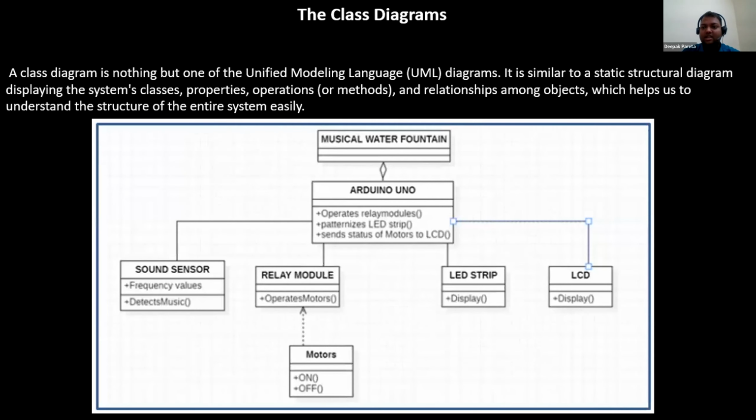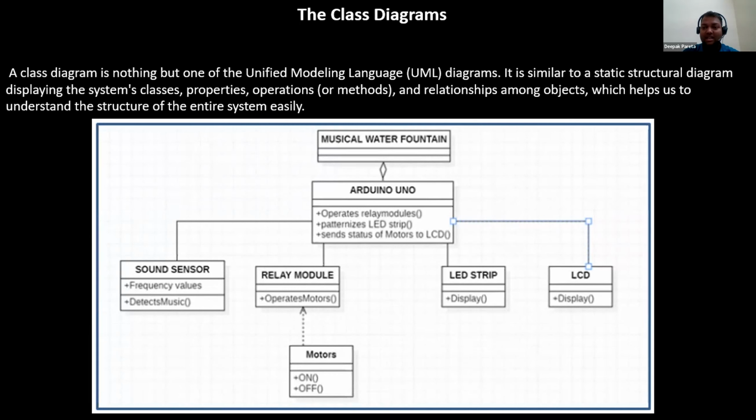Then coming to our class diagram. A class diagram is basically the coding section of the project, in which we have different classes for all the different operations of our project. First, we had the Arduino class that connected all the basic functionalities of our Arduino chip. Second, we had the sound sensor class that controlled all the basic functionalities of our mic. Then we had the relay module.